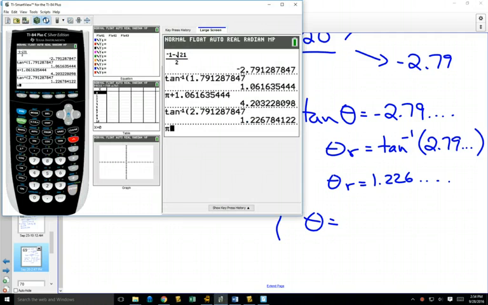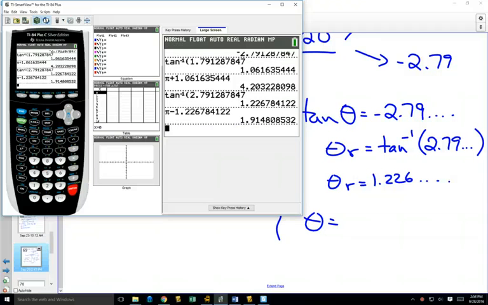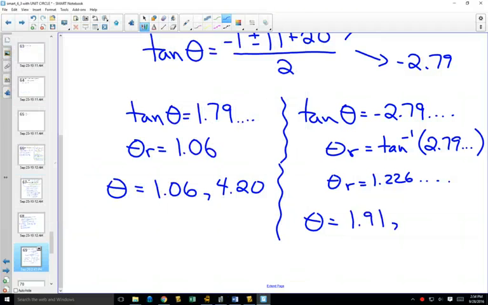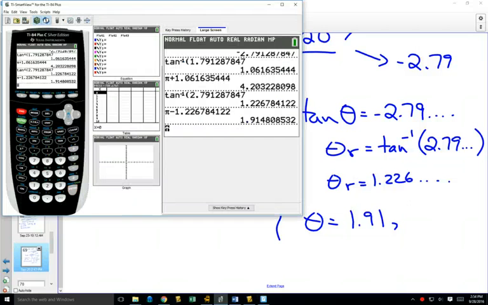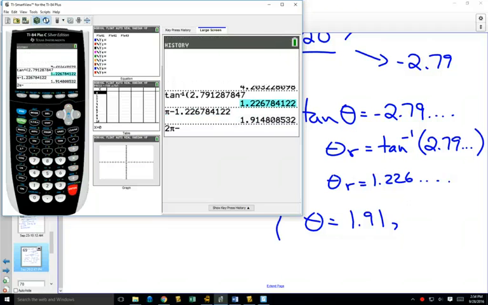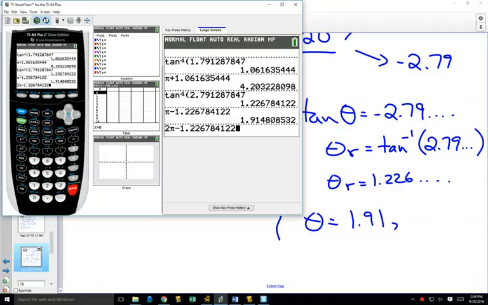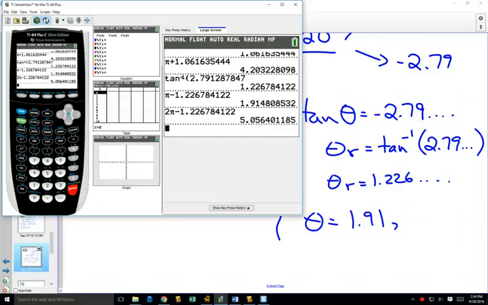So our actual angles here, since tan is negative, we'd have to look in quadrant 2. That would be pi minus our reference angle, 1.91. And we would have to look in quadrant 4. Quadrant 4, it would be 2 pi minus our reference angle, 5.06.